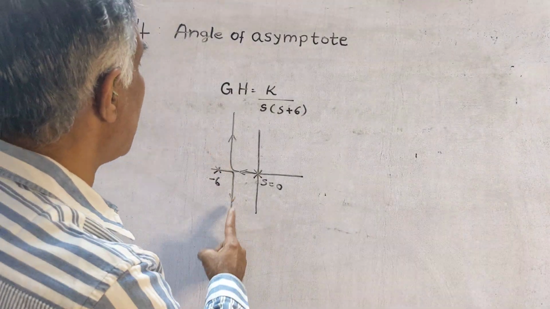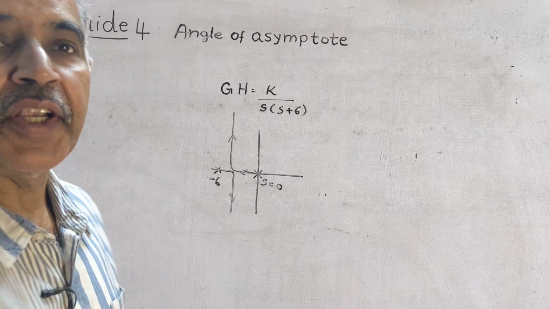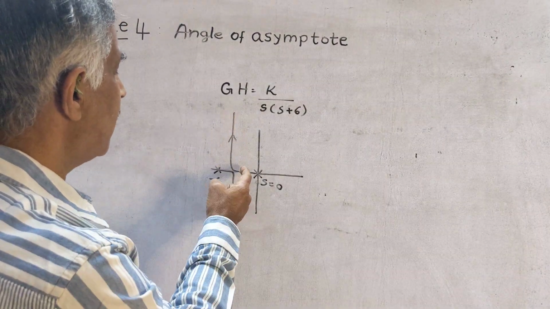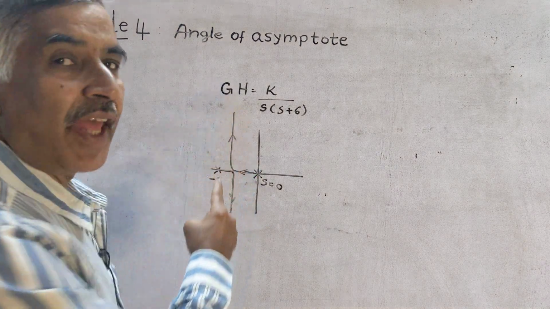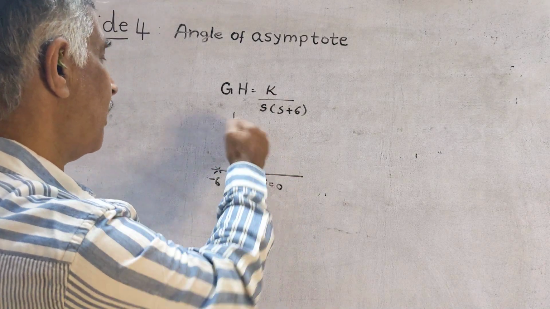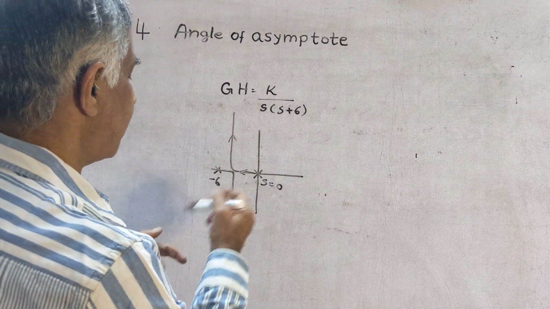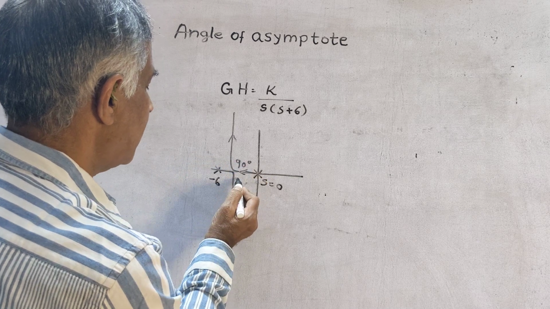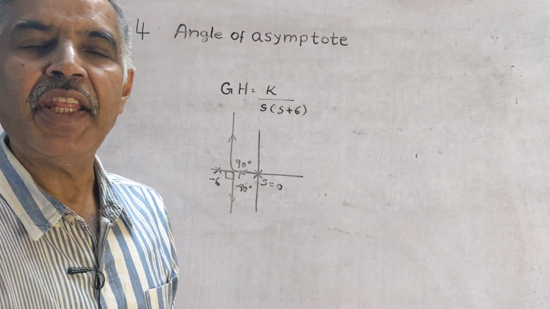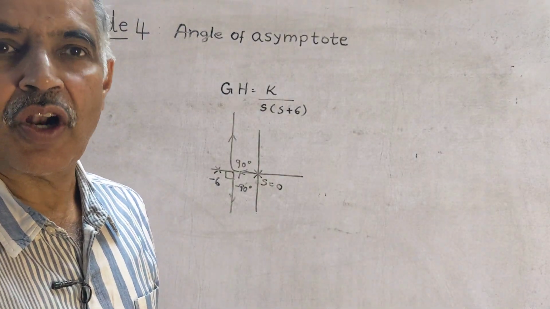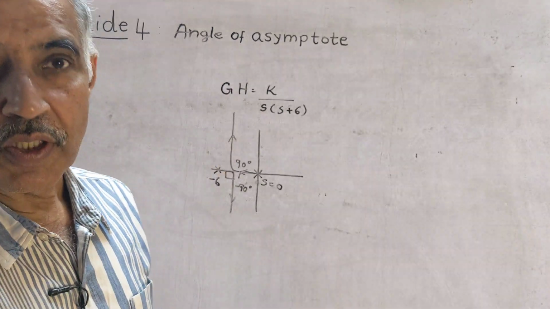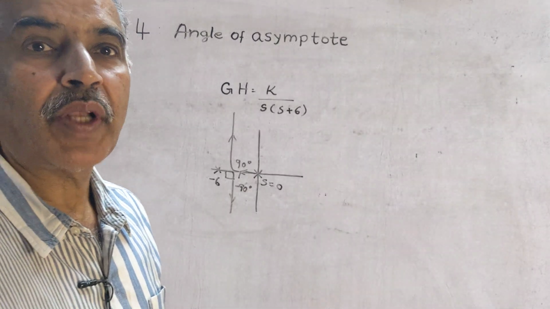If you observe the direction, they are essentially going through 90 degrees. For example, this branch is going at an angle of plus 90 degrees, because plus angle is measured in the anti-clockwise direction. This is 90 degrees and this is minus 90 degrees. So plus 90 degrees and minus 90 degrees are called the angles of asymptotes, as there are two branches.